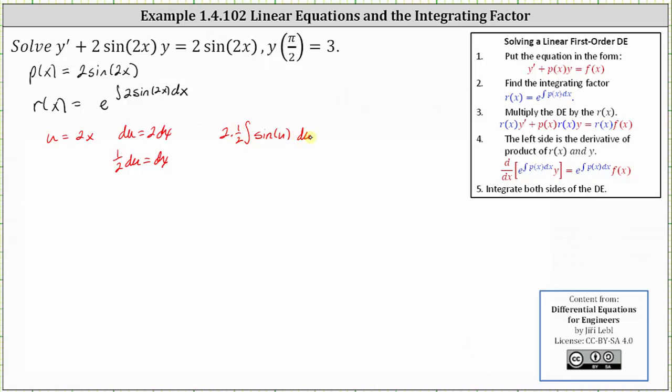The integral of sine u with respect to u is equal to negative cosine u plus c. We leave off the plus c when determining the integrating factor. In terms of x, we have e raised to the power of negative cosine 2x. And now we multiply both sides of the original differential equation by the integrating factor.